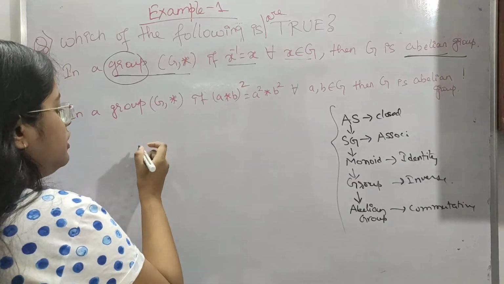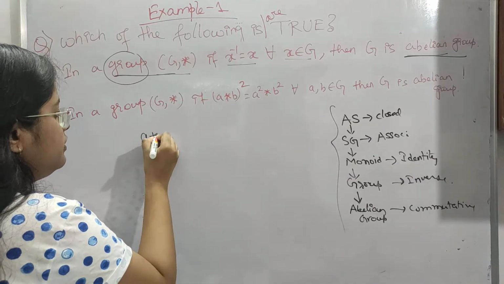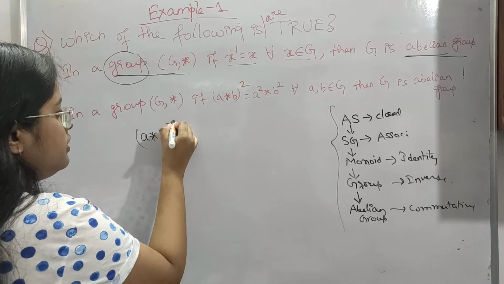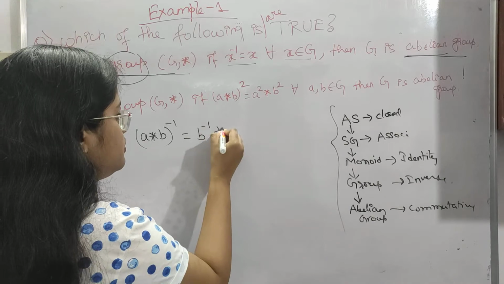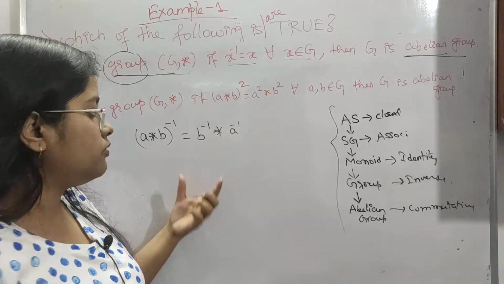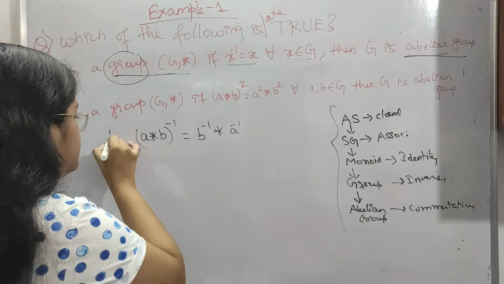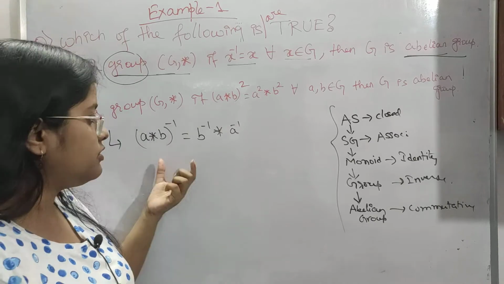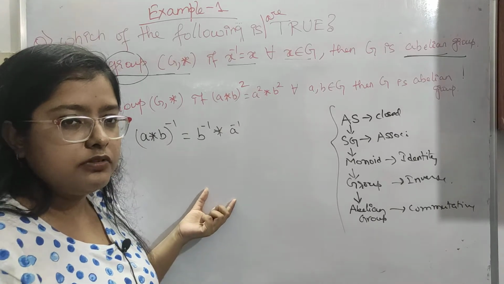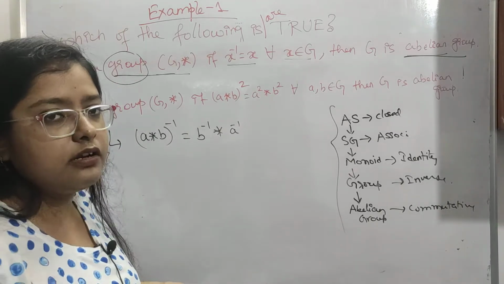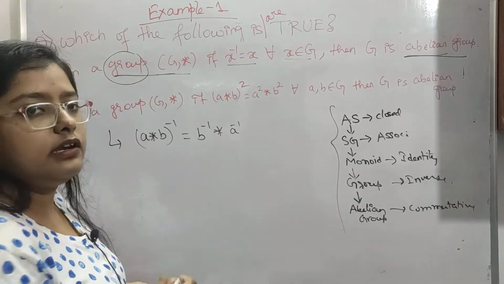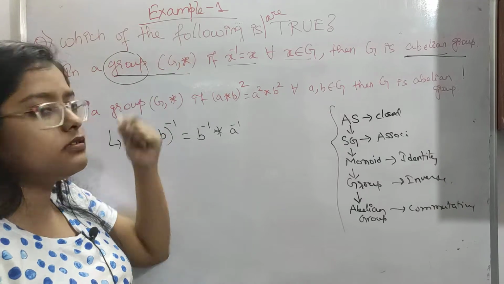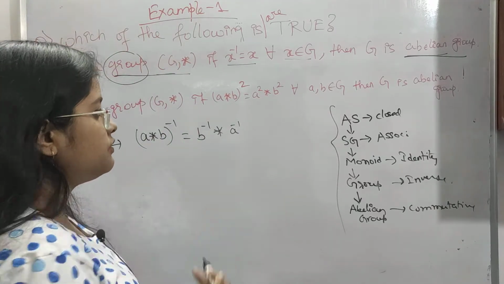Now if you remember, we have already done this. This was a property in groups. We did this in properties of groups in the first lecture, just previous to this video. In this playlist you will find it. This is a property of groups, and since it is already mentioned in the question that it is a group, obviously we can use this.